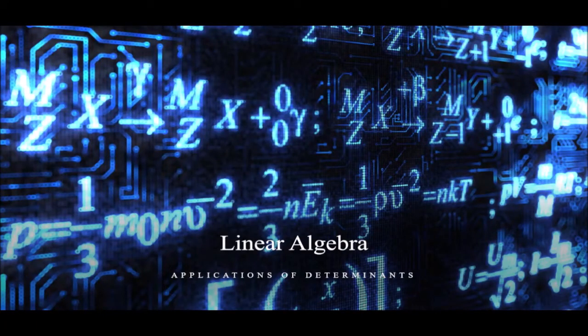In today's video, we look at two applications of the determinant. The first application is to find the inverse of a matrix by making use of what's called the adjoint of the matrix. The second application is solving a square system of linear equations. This method, which uses determinants, is known as Cramer's rule.